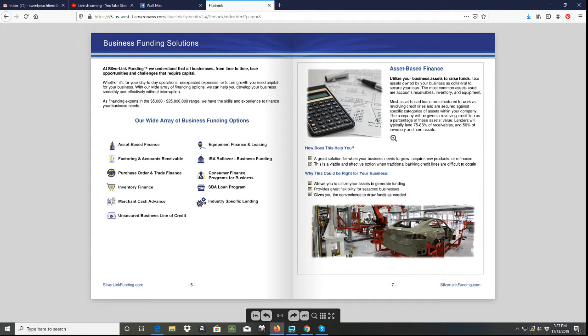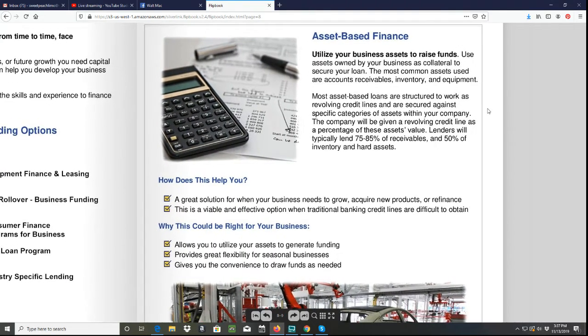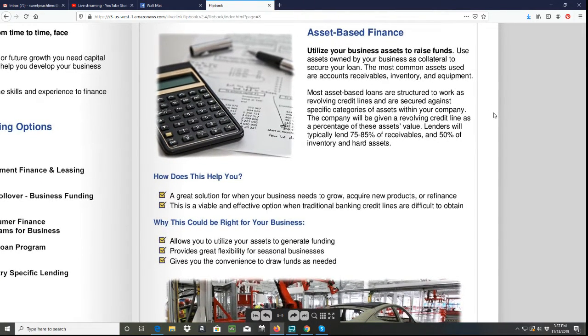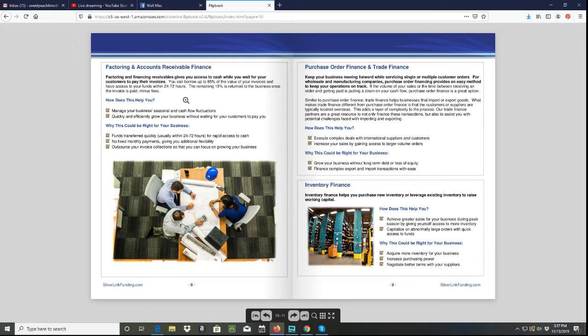All right, so this goes into some detail with these various array of business funding options here. Bring it a little closer and down. Factoring and account receivables finance. If you're ever curious about factoring, finance receivables give you access to cash while you wait for your customers to pay their invoices.